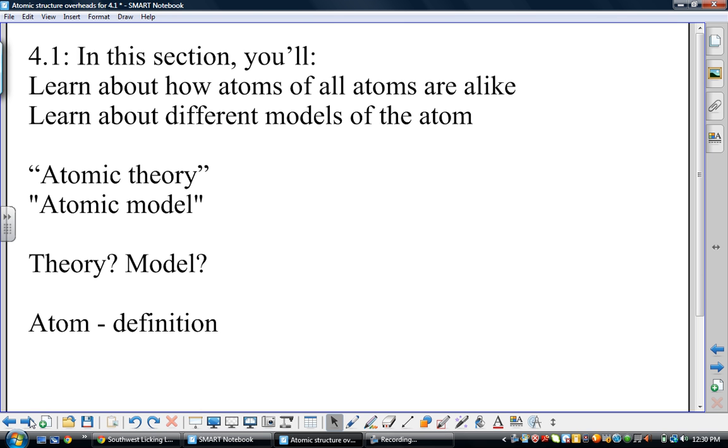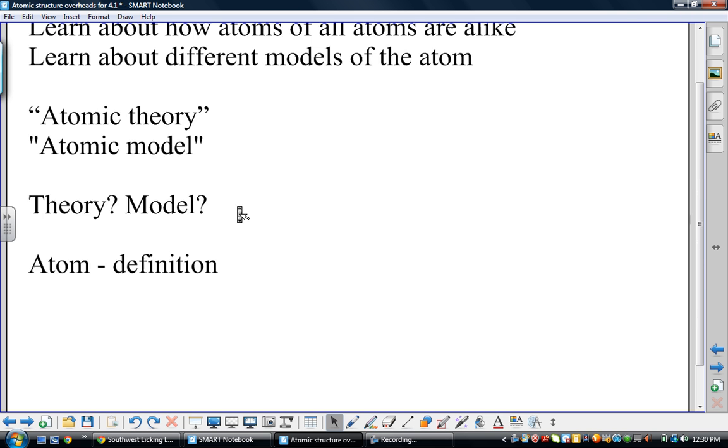So here are some of the things that are happening in this section. We're going to learn about how atoms of one element are all alike, and we're going to learn about different models of the atom. We're going to learn some of the more popular atomic models.